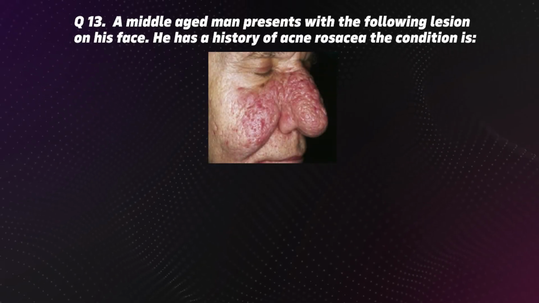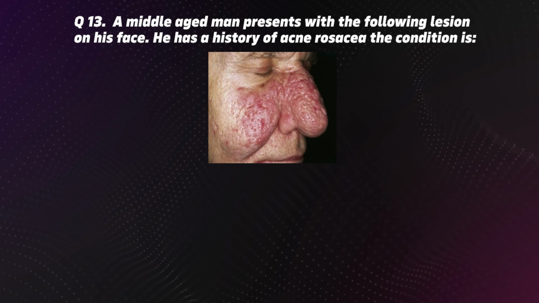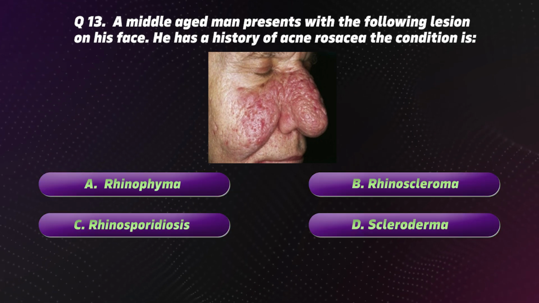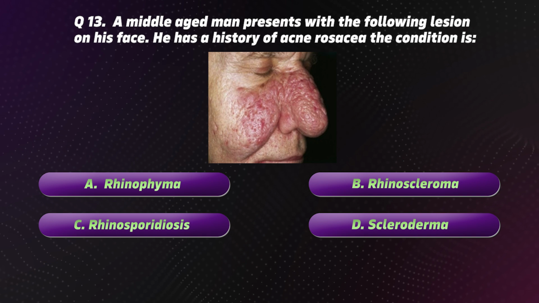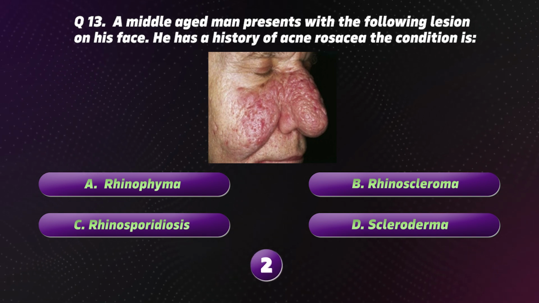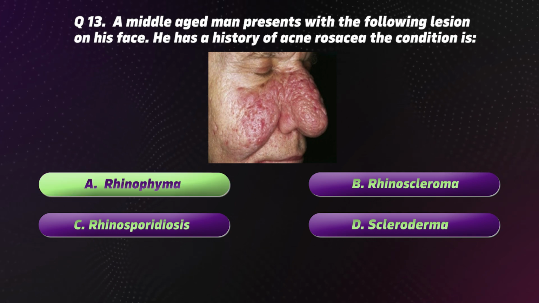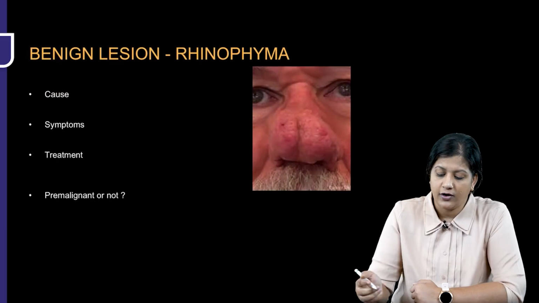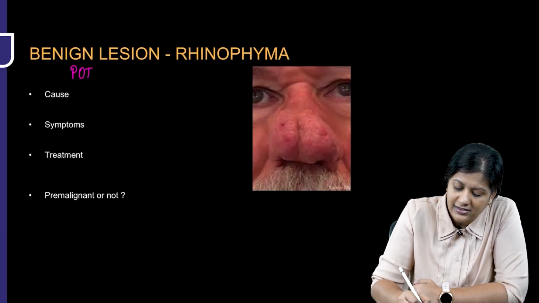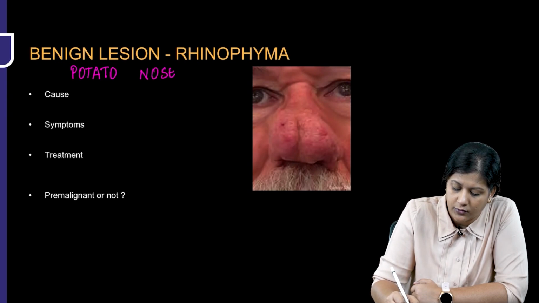Question 13. A middle-aged man presents with the following lesion on his face. He has a history of acne rosacea. The condition is. Here are the options. A. Rhinophyma. B. Rhinoscleroma. C. Rhinosporidiosis. D. Scleroderma. And the correct answer is option A. Rhinophyma. Here's the explanation. Rhinophyma is also called potato nose.